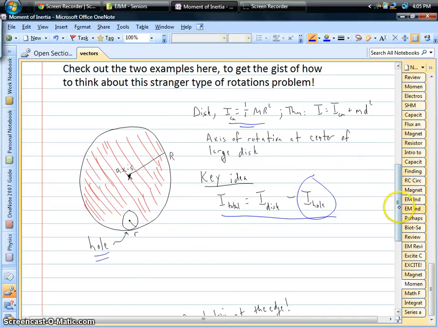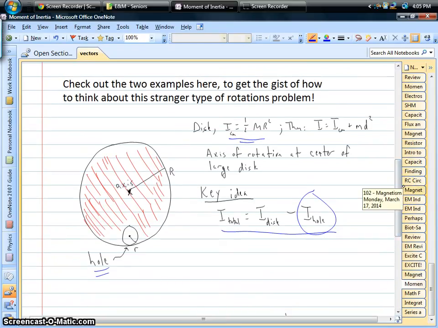Okay, well, because the hole itself is also a disk, we can think about the moment of inertia of the hole as the missing moment of inertia of a normal disk of that size. Okay, so let me start writing this out. Okay, so we're going to have what it would have been. Okay, so we have 1/2 times the mass of that missing piece times little r squared.